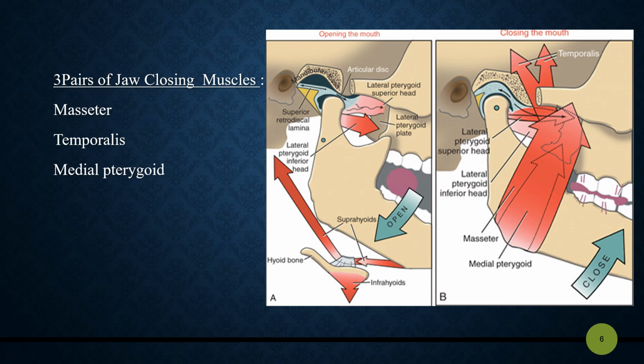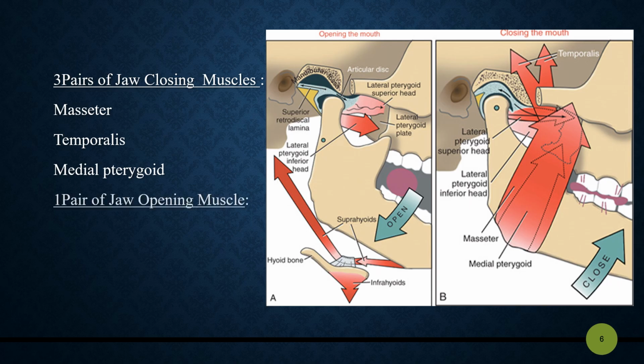The powerful masseter and the temporalis muscle, by their size and point of insertion, exert a strong closing force. The medial pterygoid is also a thick, powerful muscle which is inserted onto the internal surface of the ramus of the mandible and down to the angle.